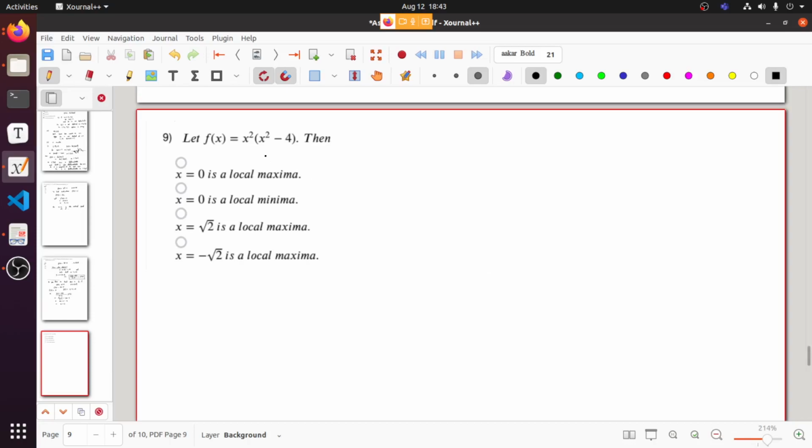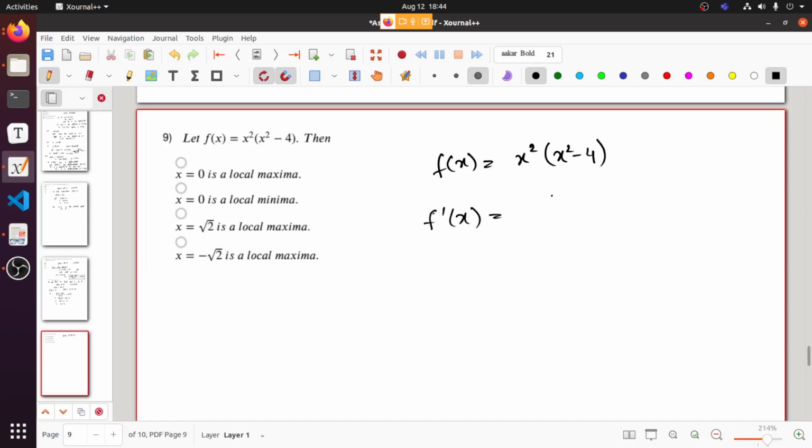What it is saying: f(x) is given as x square into (x square minus 4), and you have to say at which points it has local maximum and minimum. So f(x) is x square into (x square minus 4), right? To find local maximum or minimum, you have to differentiate it and check at which point f dash will be 0. If it is a local maximum, then f double dash will be less than 0, and if it is a minimum, then f double dash will be greater than 0. So let's first find the derivative of f.